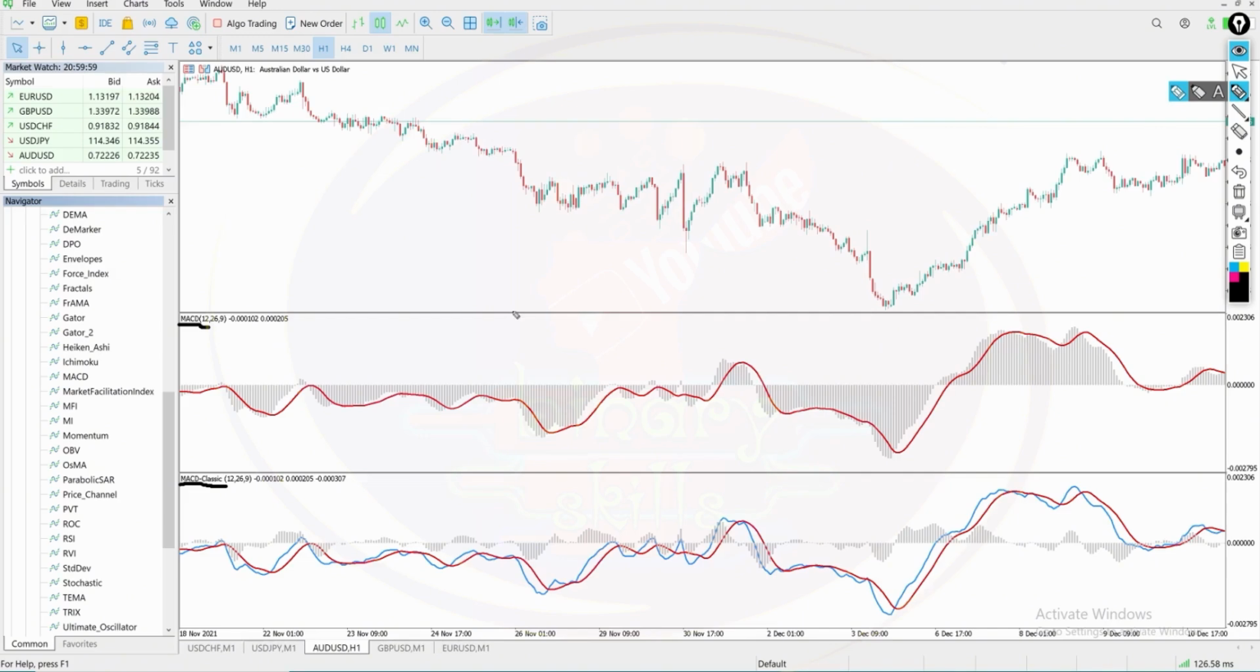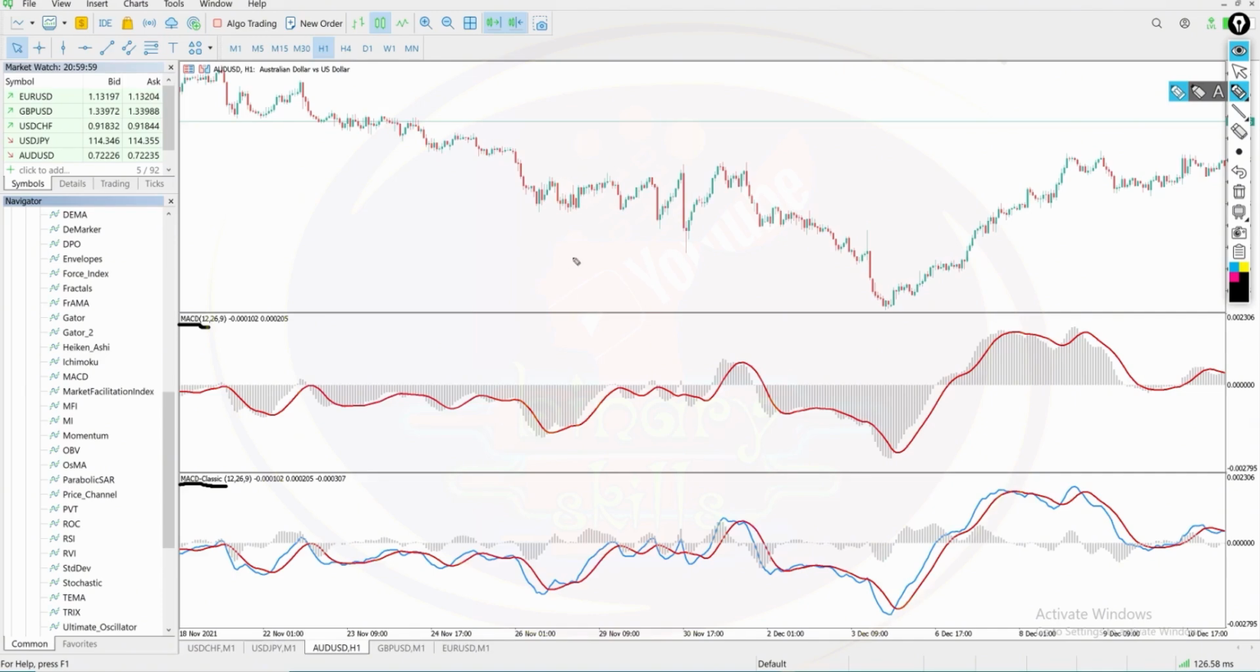I've explained the different types of divergences in that video in detail. I'll link the video at the top of the screen. If you haven't watched it, make sure to check it out to understand the overall concept of divergence and its various types. For example, here we have a divergence.